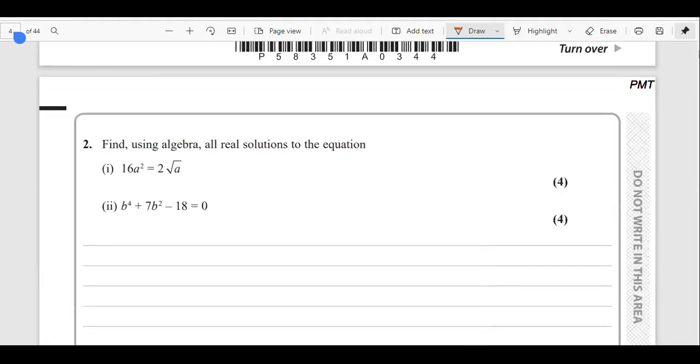Find using algebra all real solutions to the equation 1 and 2. So are you familiar with complex numbers? I'm not sure. The iota thing. No, we haven't done that. Okay, that's okay. That's not even needed. I was just trying to tell you a concept related to this.